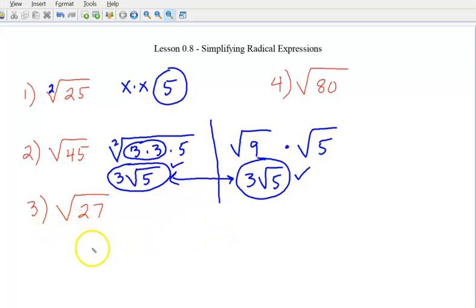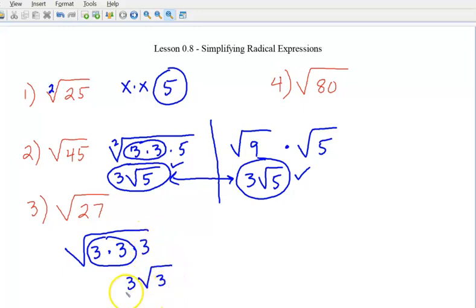Okay, number 3, using prime factorization. This would be the prime factorization of 27. Now I'm looking for pairs of 3's. I see a pair of 3's, so that means my answer will contain a regular 3 to represent the pair that comes out. And then this 3 doesn't have a pair to go with it, so it stays under the radical. There's my answer.